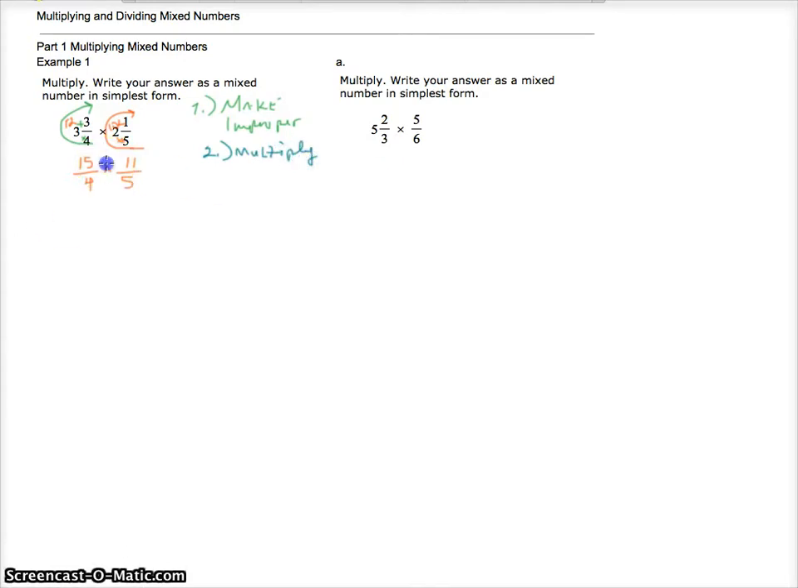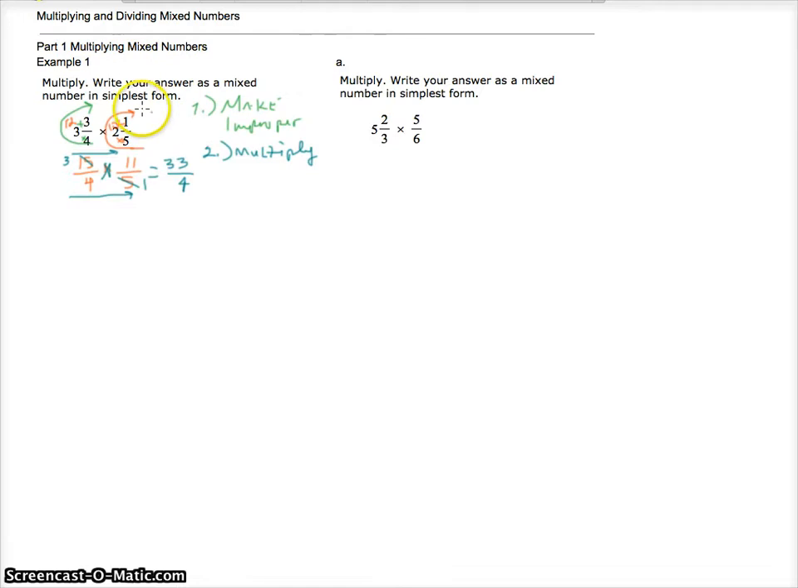The first thing we're going to do is try and cross reduce. This is a multiply sign. Cross reduce. I have 4 and 11 and 5 and 12, or 5 and 5. 5 and 5 is the only thing that can cross reduce here. Leaves me with a 1 and a 3. Now I'm just going to multiply straight across, and I'm going to end up with 33 over 4.